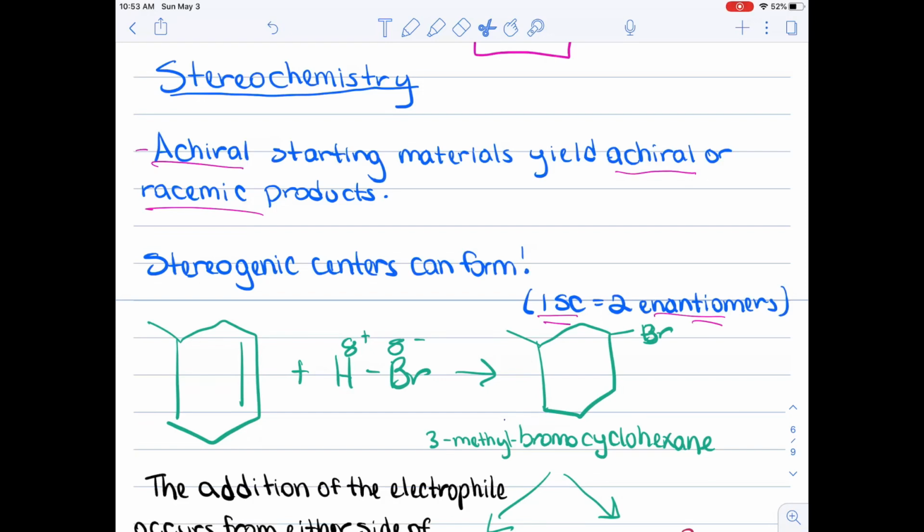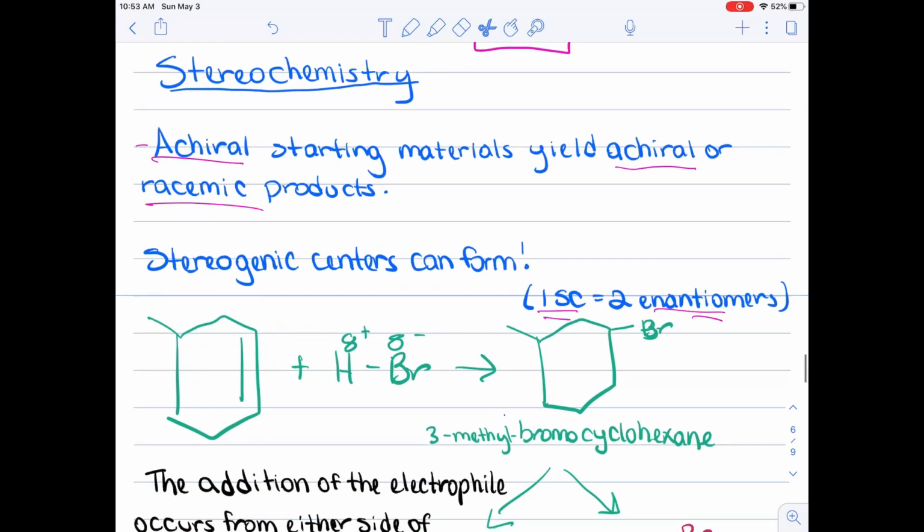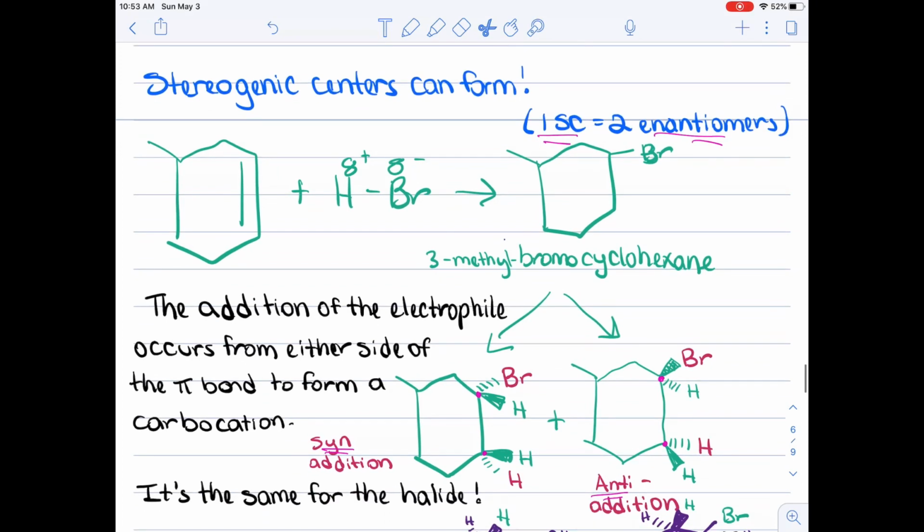So far, I've excluded talking about stereochemistry. I wanted that to be like the last thing that we talked about. So just remember, with achiral starting materials, you'll yield achiral or racemic products. Remember that an achiral molecule is one that you can superimpose on its mirror image. With these reactions, stereogenic centers can form. Remember the rule that one stereogenic center equals 2 enantiomers.